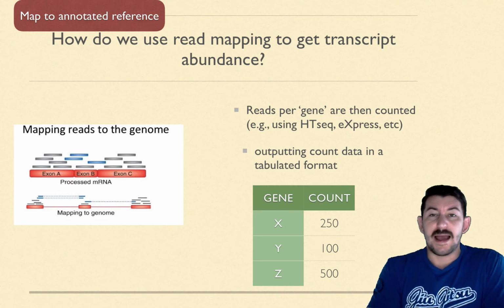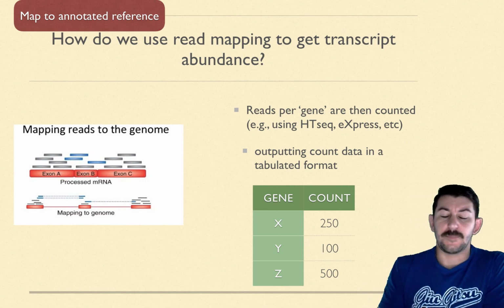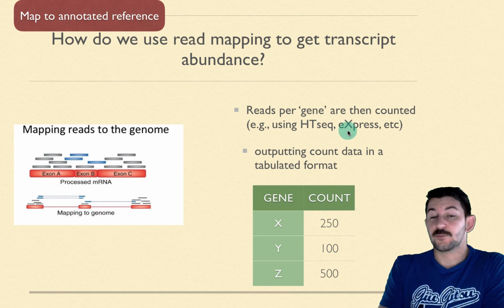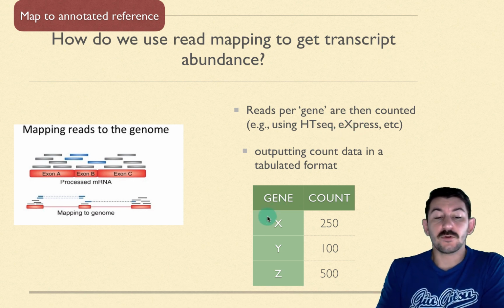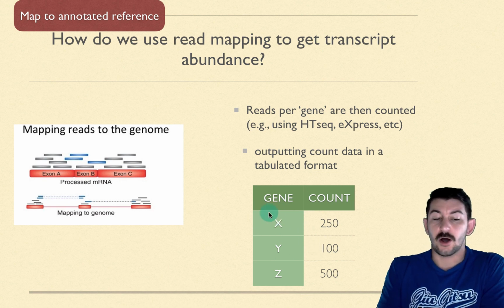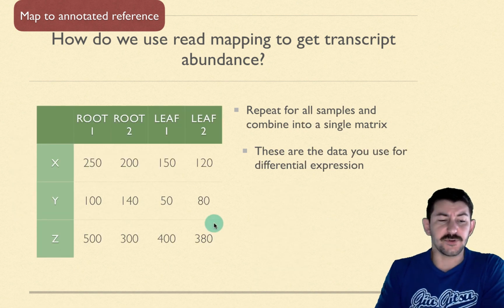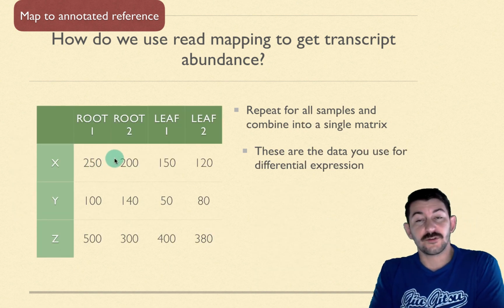So once you've mapped your reads, though, you can use any number of pieces of software to pull out the number of reads per feature or per gene. Software like HTSeq or eXpress are examples of that. And what you ultimately get is kind of a table that looks like this. This is very simplified, where you have all of your gene names or features, however they're named, and then counts of reads that map there. So for this gene X, there were 250 reads mapping to it, gene Y, 100 reads, and gene Z, 500 reads mapping to it. And you would do this and make a table that represents all of your samples.